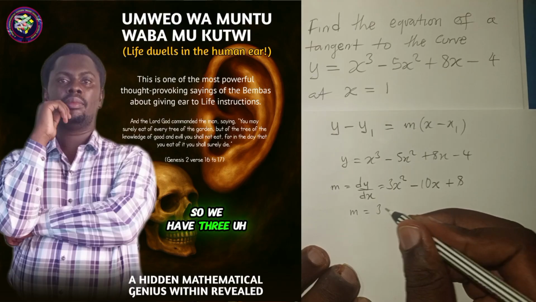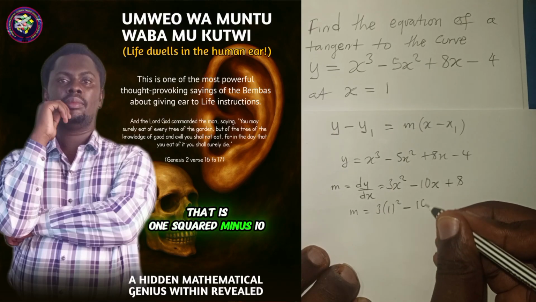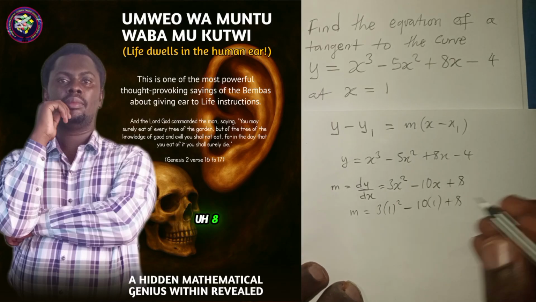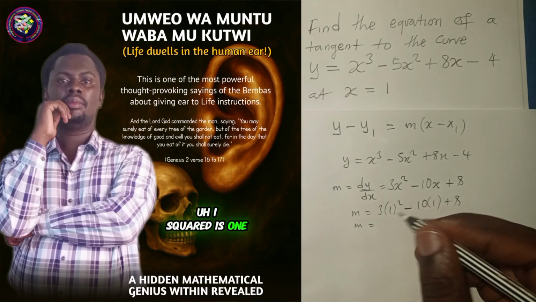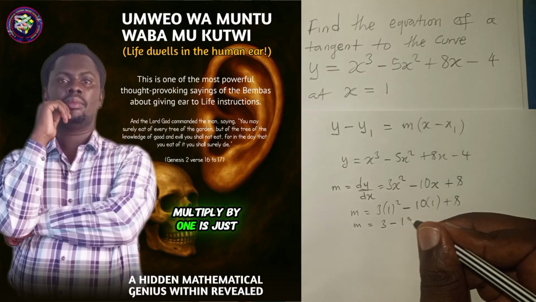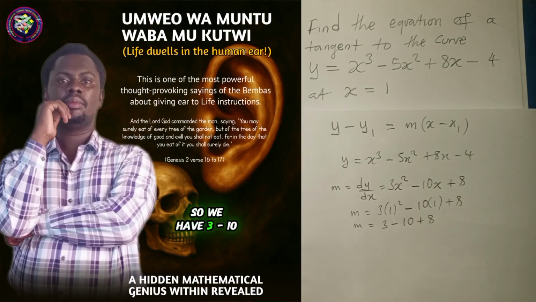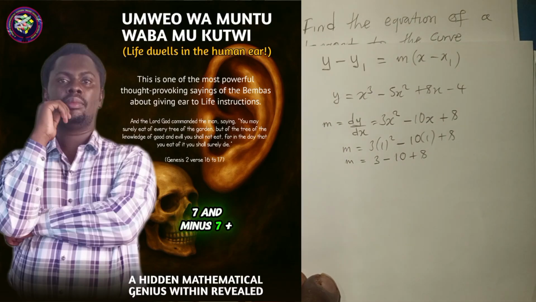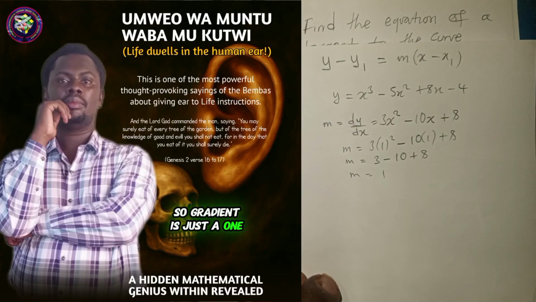So we have 3x squared, that is 1 squared, minus 10, then multiplied by 1, then plus 8. So m is equal to 1 squared is 1, multiplied by 3 you get 3, minus 10 multiplied by 1 is just 10, then plus 8. So we have 3 minus 10, you get minus 7, and minus 7 plus 8, you get 1. So the gradient is just 1.